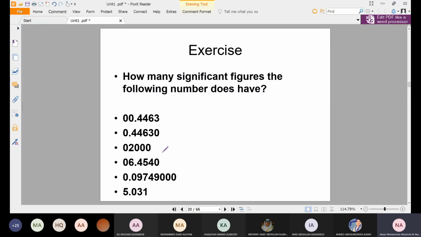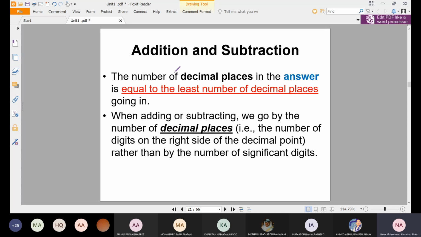Okay, that's it. Here, usually if we do adding or subtracting numbers with different decimal places, the answer is equal to the least number of decimal places. So your calculator should present the answer with the minimum decimal places from the numbers. We talk here about decimal places.